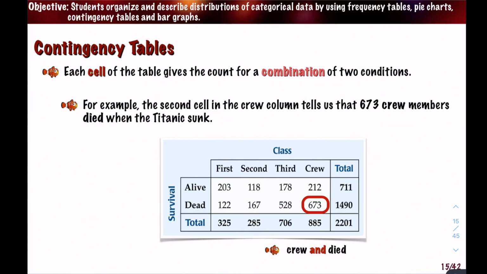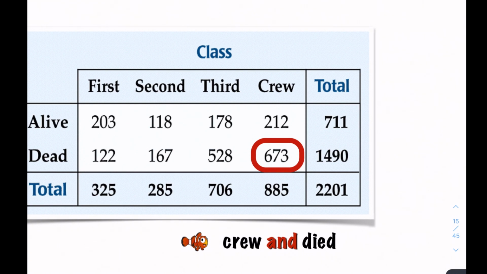With contingency tables, each cell of the table gives the count for a combination of two conditions. So for example, this second cell circled in the crew column tells us that 673 crew members died when the Titanic sunk. So we say that this 673 is both crew and dead. If we were using set notation, we would say crew, intersection, died.